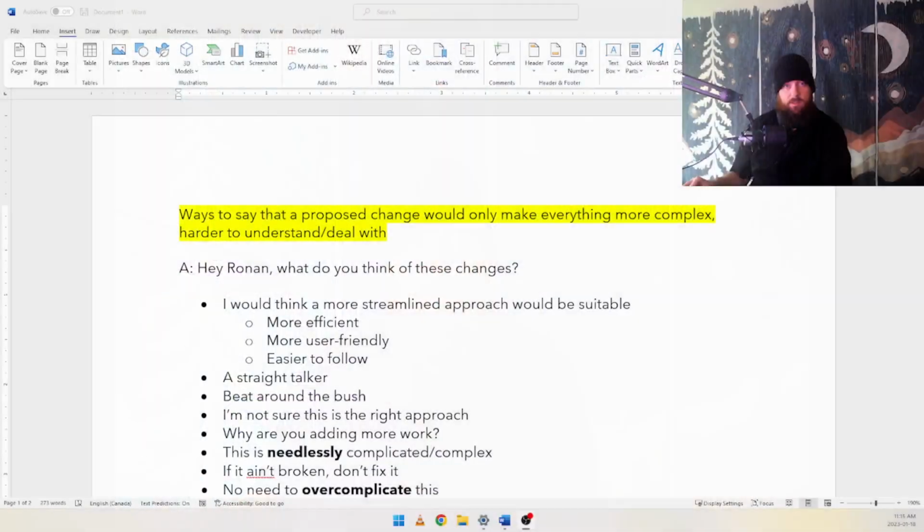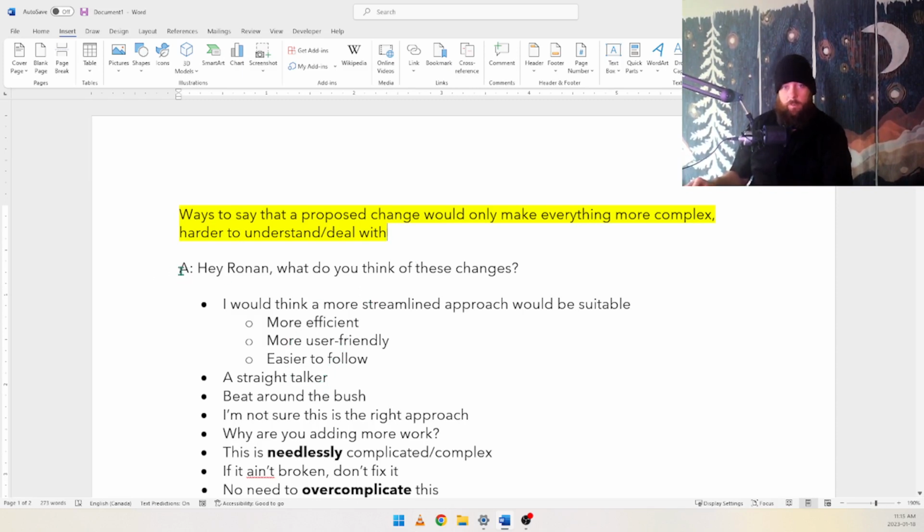Good morning, everyone. So, in today's very quick lesson, we're going to have a look at some notes I took recently in class. And this student said, can we talk about ways to say that a proposed change would only make everything more complex, more difficult to understand or to deal with? And so, let's just go through a couple of the different ways to do that.